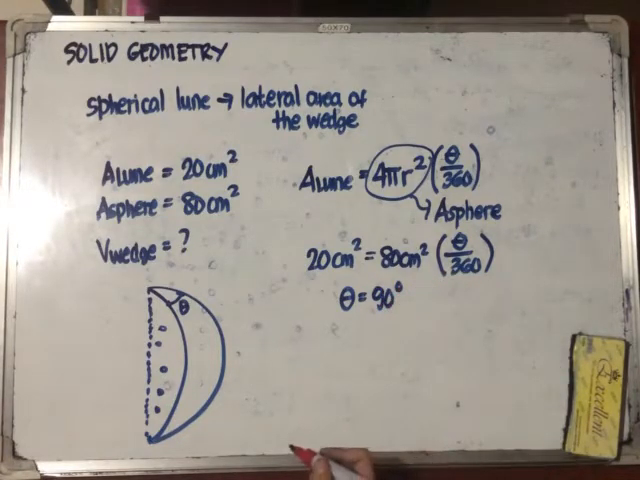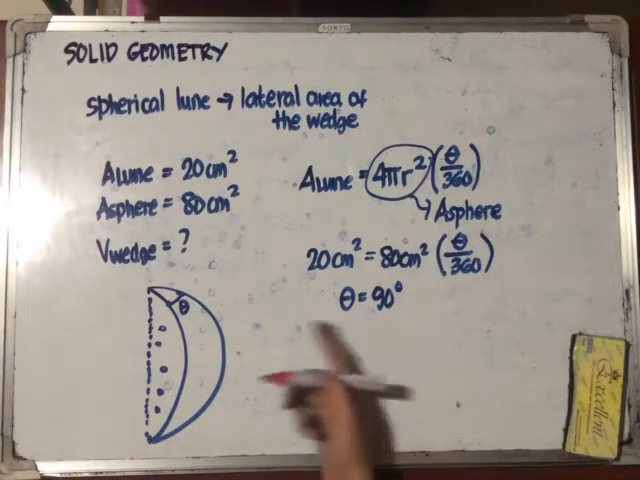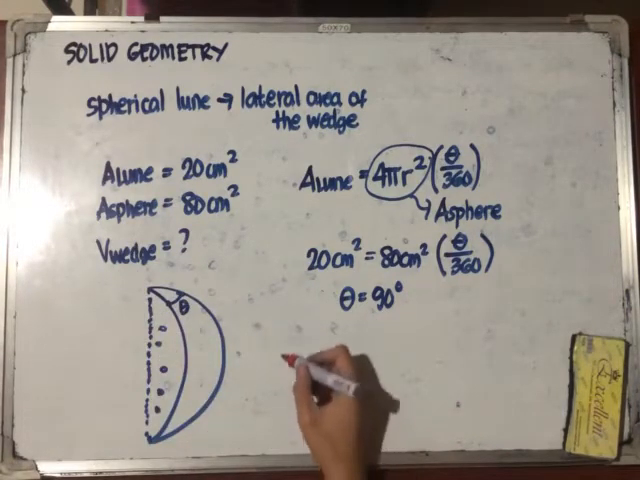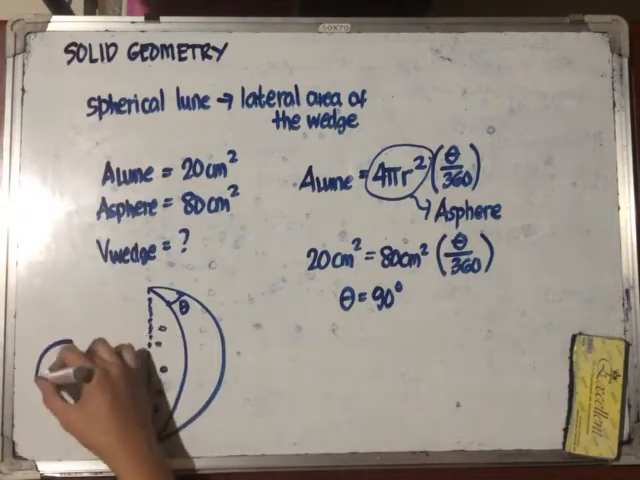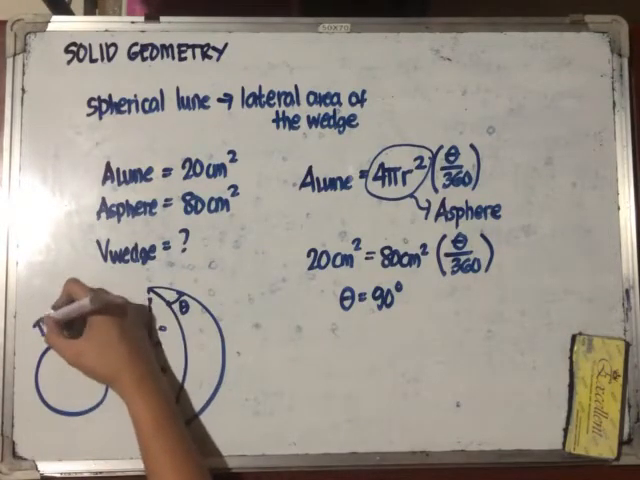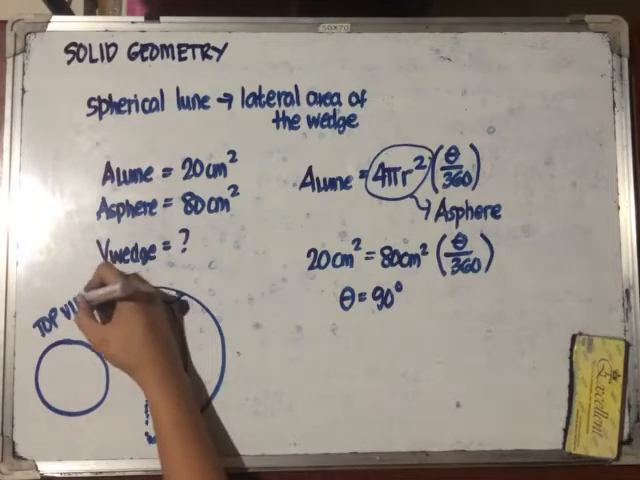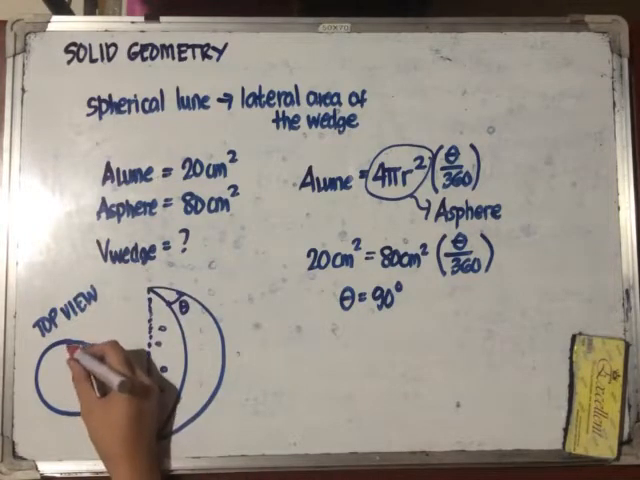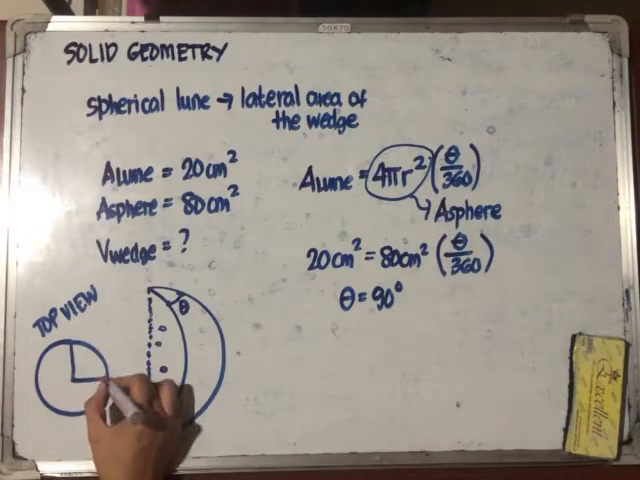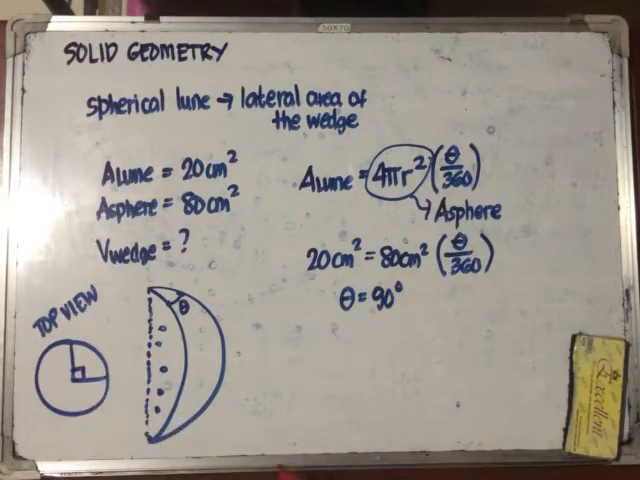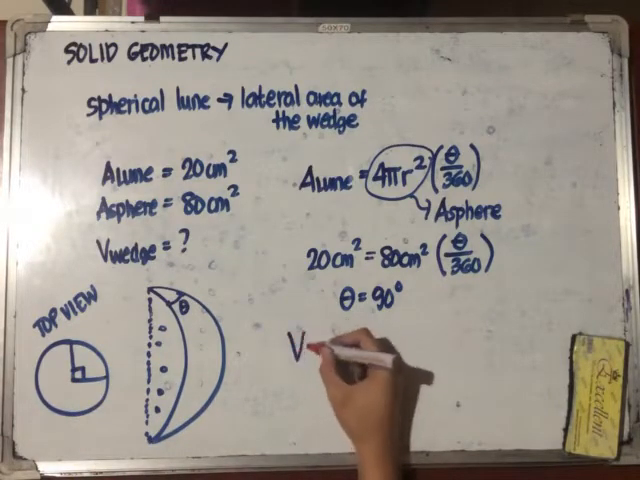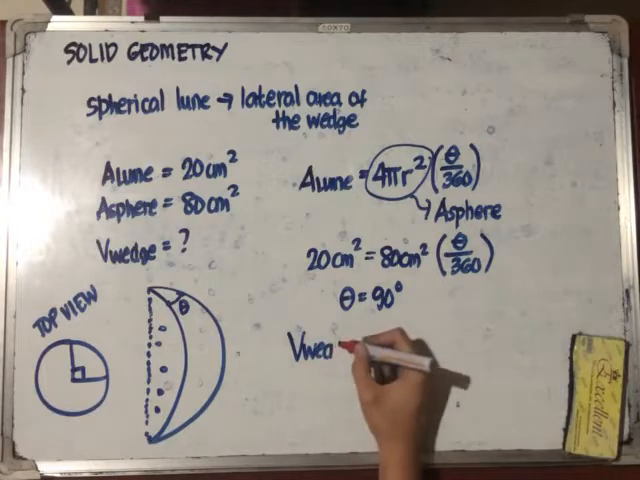So, if that's a 90 degree sphere wedge, 1/4 of the sphere ang hinahanap natin, no? The wedge is 1/4 of the sphere. So, if you will look at the top view, yan. Ito yung wedge na concern natin ngayon. Naka 90 degrees siya dyan. So, how are we going to get the volume of the wedge?